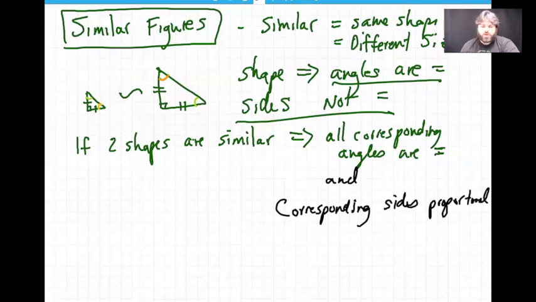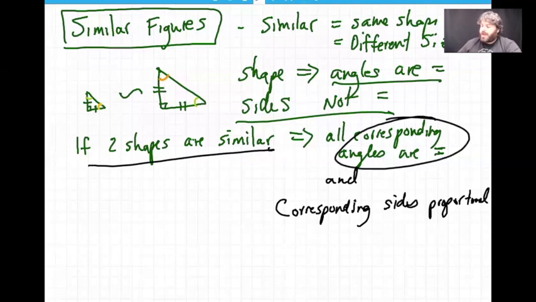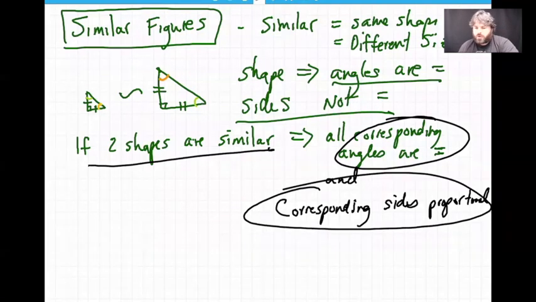All right, proportional. They're in the same proportion. If I look at the ratio between this big shape's side and the small shape's side, you're going to see that that number is the same throughout. So if two shapes are similar, corresponding angles are equal, and corresponding sides are proportional.